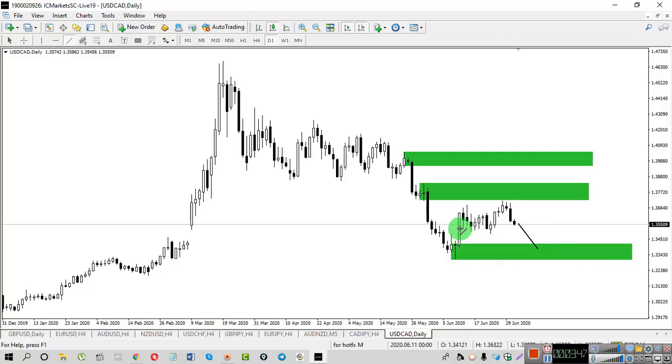We have a nice price imbalance here, very nice drop base rally demand zone. If market drops down to this zone, we can buy this market from this zone, and our final target should be this supply zone.